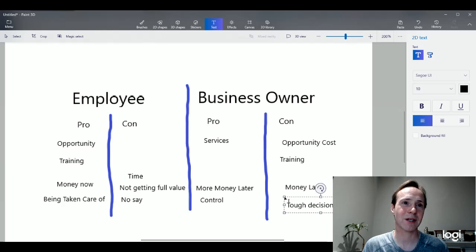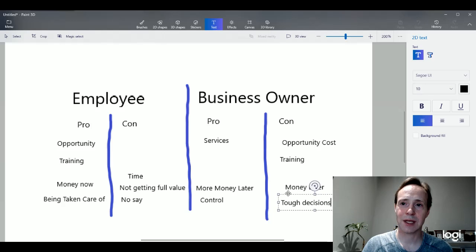They're really tough decisions, and it can really plague you when you make a tough decision and you don't make the right one, or even if you make the right decision, because there's always consequences to those tough decisions, and it is brutal. So that's a major con for business owners.